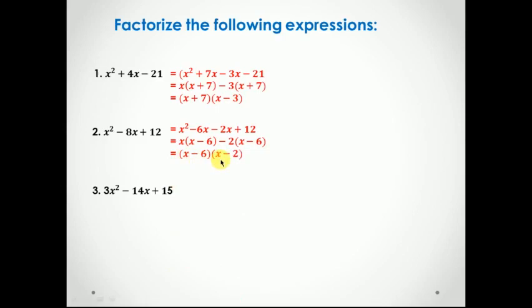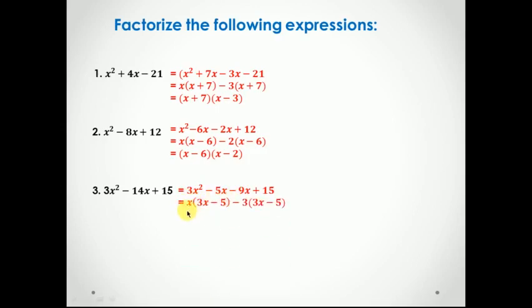On to the next one. Product 3 times 15, that's positive 45, and the sum in this case is a negative 14. So again, two negative numbers, negative 5 and negative 9, when we add them, will give us negative 14, and when we multiply negative 5 times negative 9, that will give us a positive 45. And those are our factors, and again factorize by grouping.